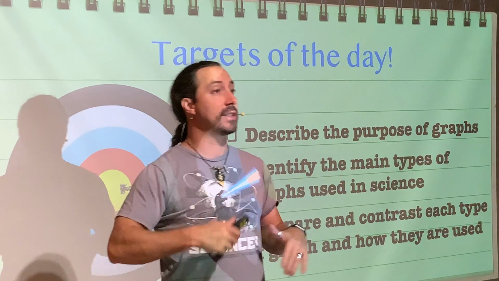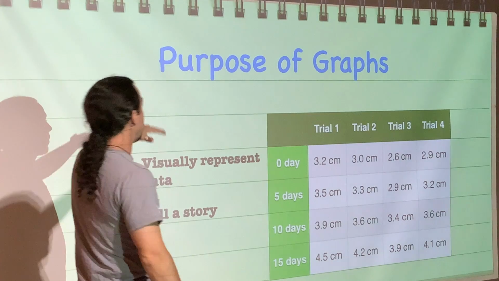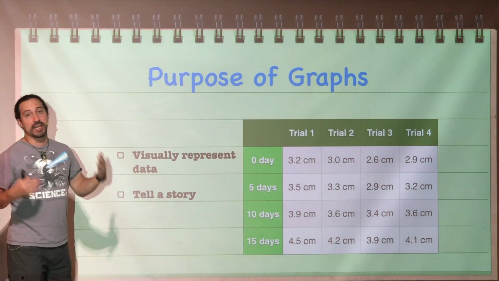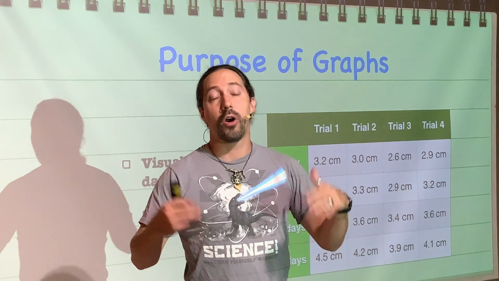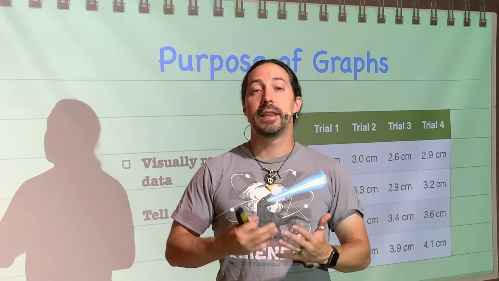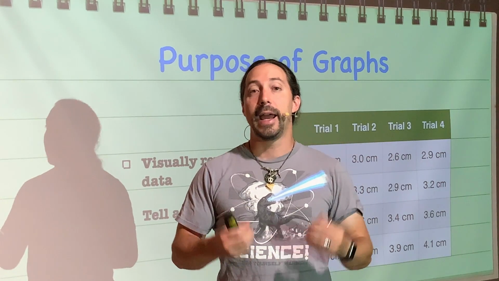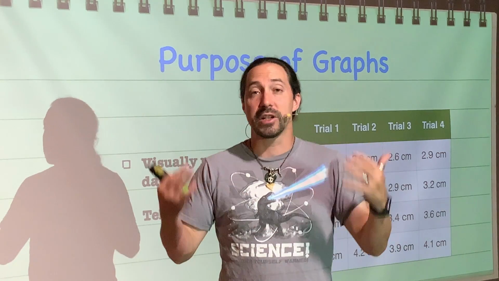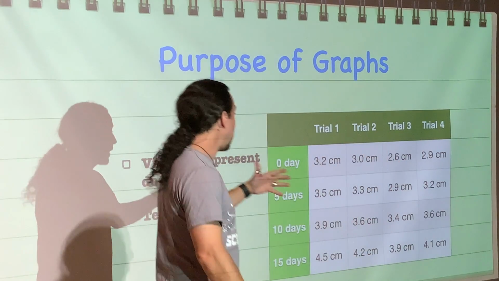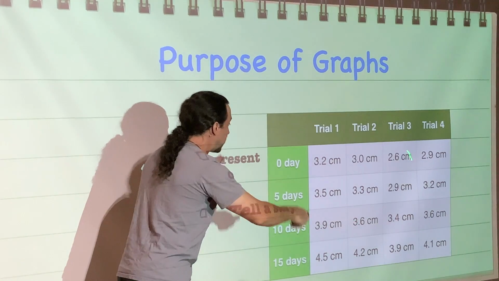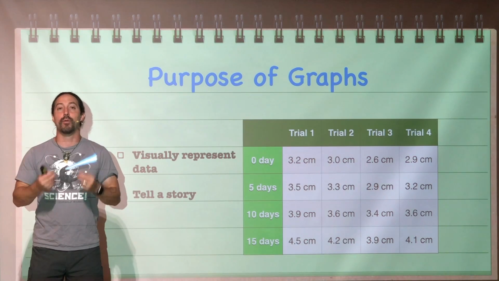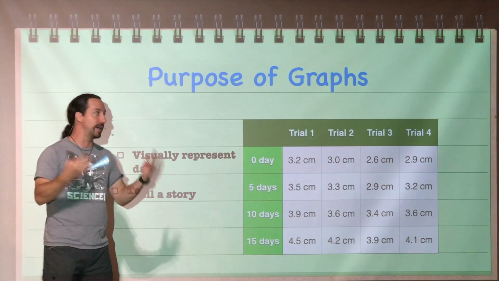So let's get started. First off, what is the purpose of our graphs? Well, it's really to visually represent the data. A lot of times, our data is quantitative. That means it is numerical. And numbers sometimes are really hard to understand when you just look at a data table. It's really hard to see what's actually taking place here. And so we are going to want to use a visual representation of this data table.